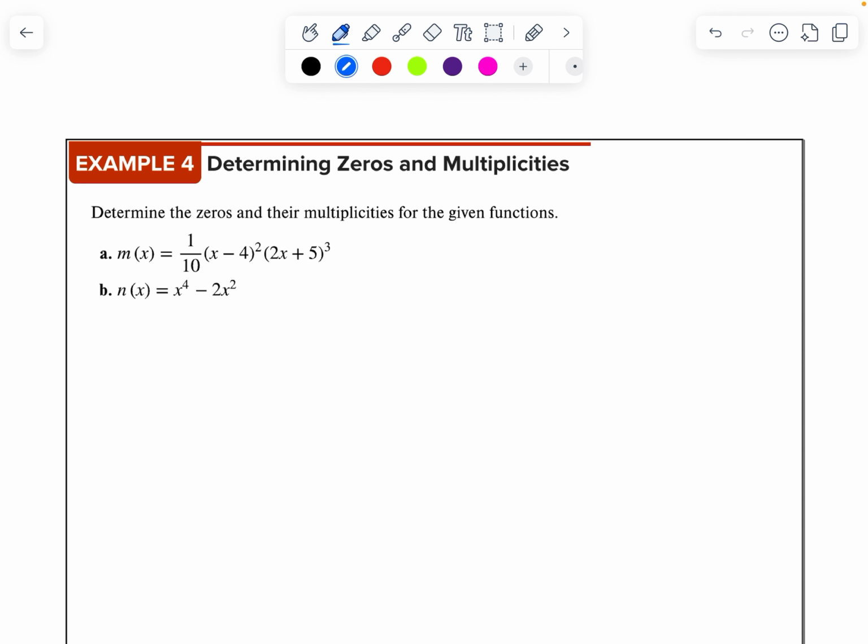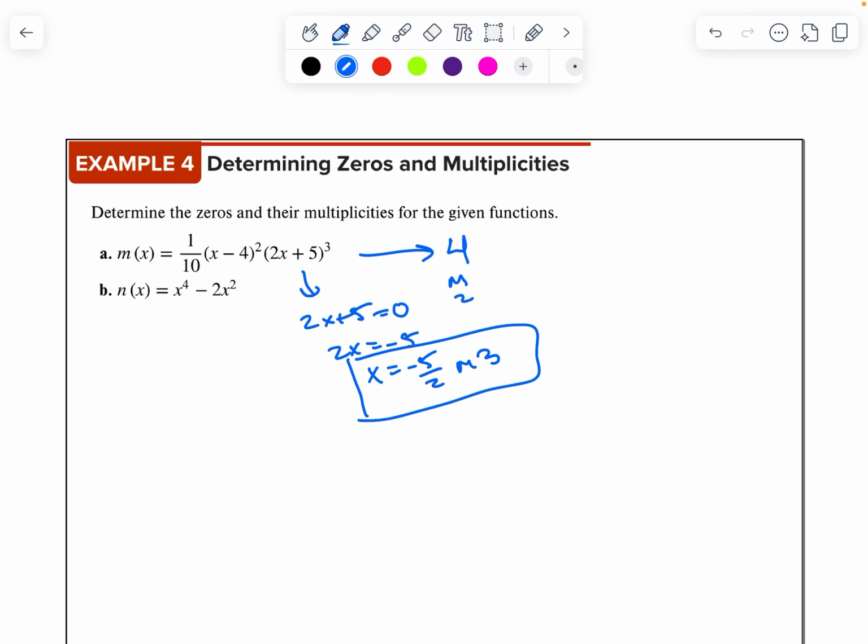All right, this one's already factored for us. And so on that first one, we know we have a solution of 4 with a multiplicity of 2. We know we have a solution of, if I set this equal to 0, 2x plus 5 equals 0. 2x equals negative 5. x equals negative 5 over 2 has a multiplicity of 3. And so I have 5 solutions, right? I have 2 4s and I have 3 negative 5 over 2s.